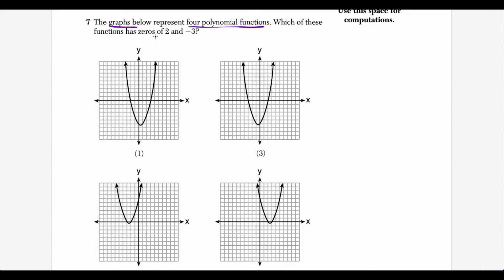Question 7, we have a bunch of graphs that represent 4 polynomial functions, and we want to know which of these functions have zeros of 2 and -3. Now, what you need to know for this question is multiple representations. The zeros of a graph are the points where the graph intersects, or I'll just say crosses, the x-axis. Okay, so that's another word for the zeros, or the x-intercepts.